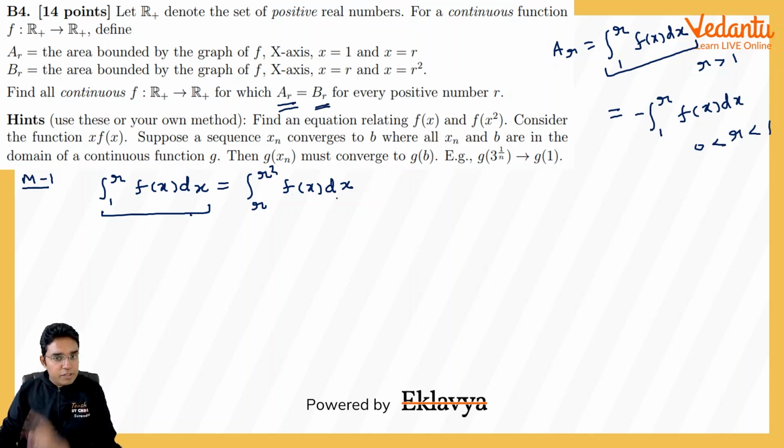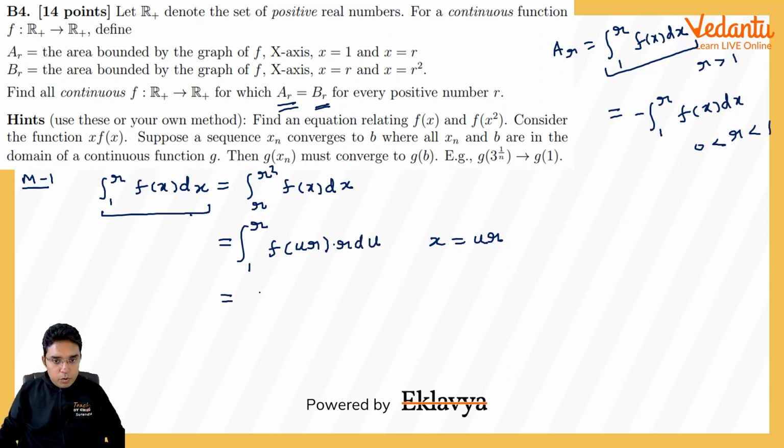Now my first method is that I am going to put x equal to some u into r. If I do that, this limit will become 1 and this limit will become r. And here we will be getting f of ur, and dx will become r into du. Putting this u back to x, and by changing the name of the integration variable, the integration will not change. So it is f of xr into r into dx.